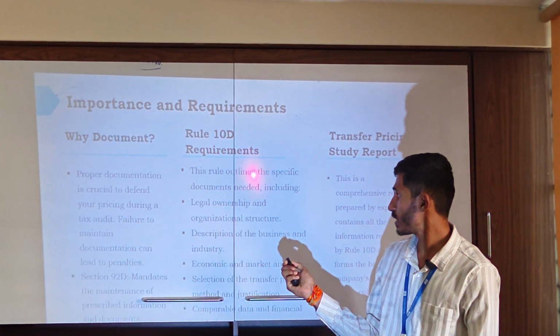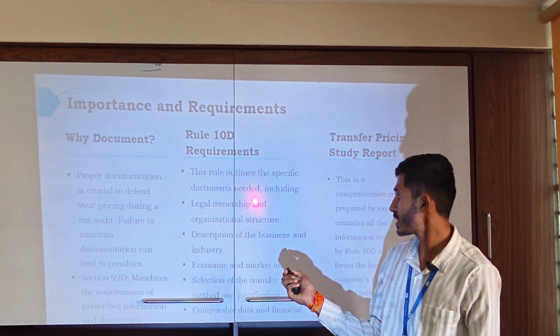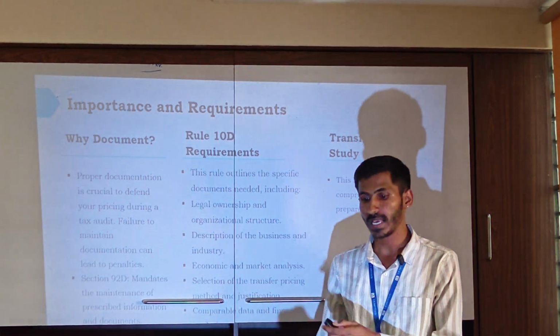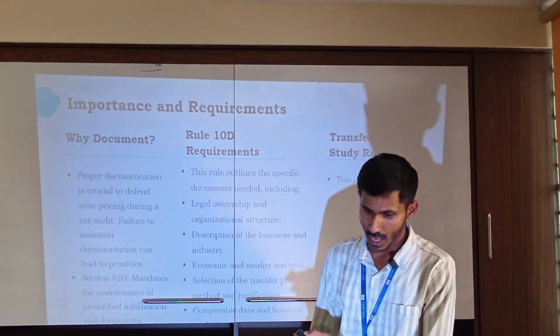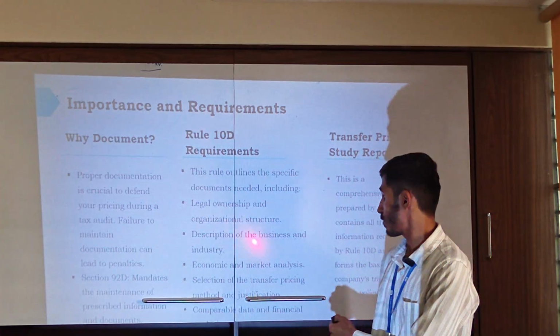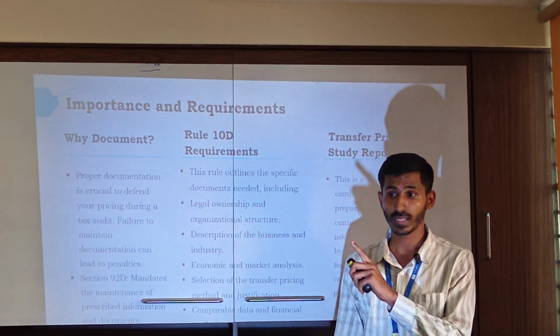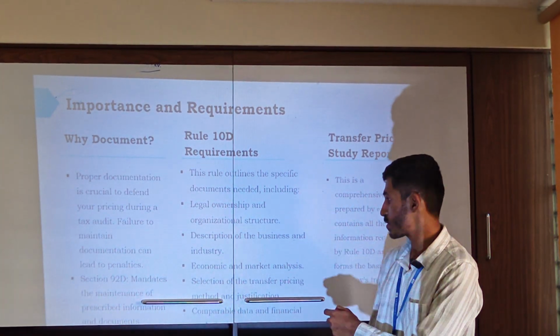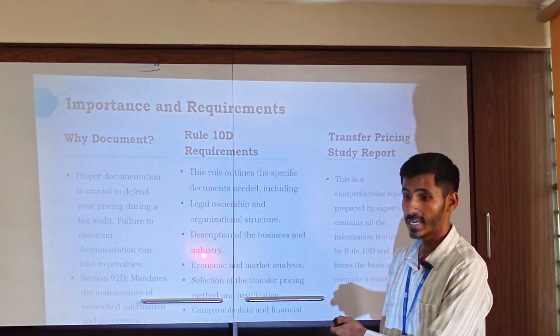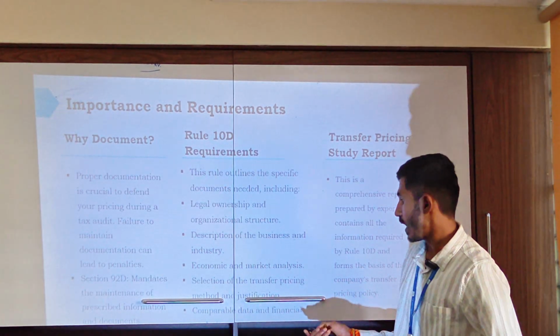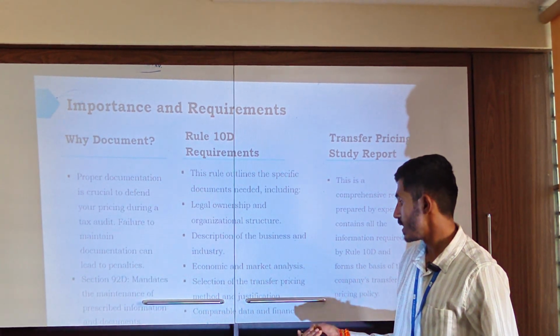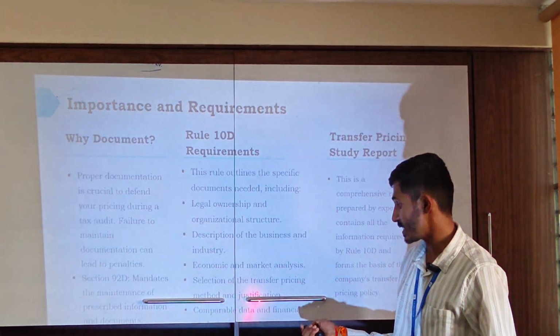This rule outlines the specific documents needed, including the legal ownership and organization structure, description of the business and industry, and during method selection, I also said it depends on business and industry too, and economic and market analysis, selection of transfer pricing method and justification.